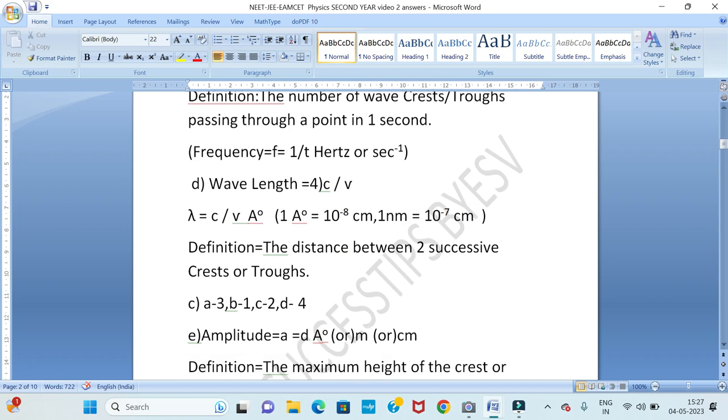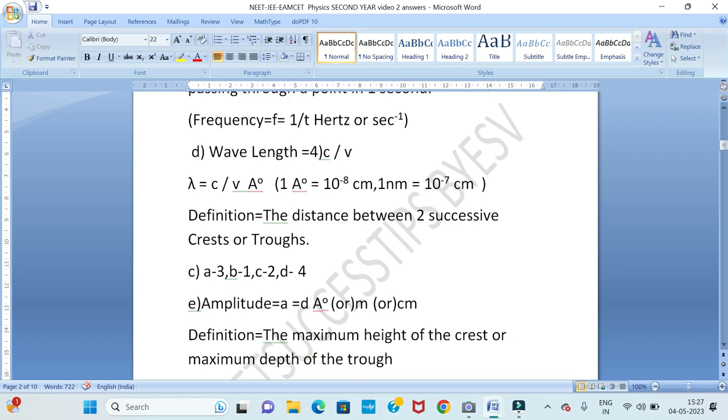Amplitude is another one. I have given it extra. Actually there are only ABCD options there, but I explained the meaning of amplitude also. The definition is the maximum height of the crest or maximum depth of the trough, whichever it may be. The waves are going up and down, so you take the maximum height of the up part or the maximum depression or depth of the trough. That is called amplitude. The height means distance, and the units are angstrom units or meters or centimeters, whatever you want.